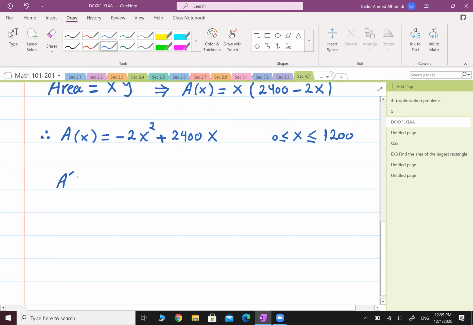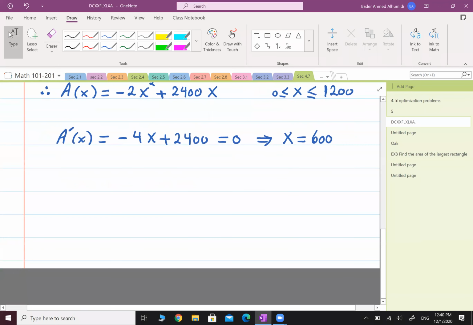So I need to find A prime of x. A prime of x is minus 4x plus 2,400. If I set this equal to 0, this gives x equal to 2,400 over 4, which is equal to 600. Okay? x equal to 600. Does it really give us a maximum? We need to test it. Using the second derivative test, the second derivative is equal to minus 4. If the second derivative is negative, the graph is concave down there, so this value is a maximum.